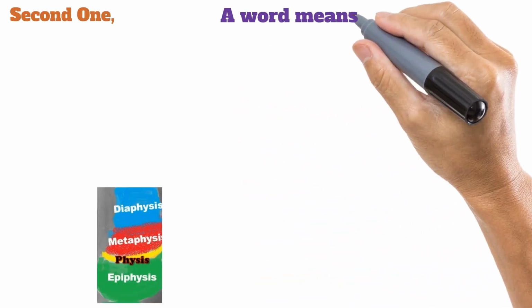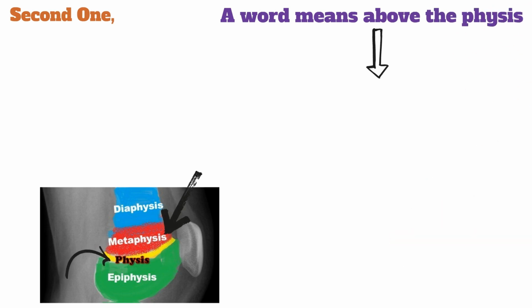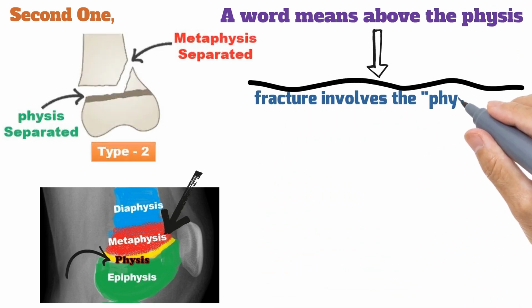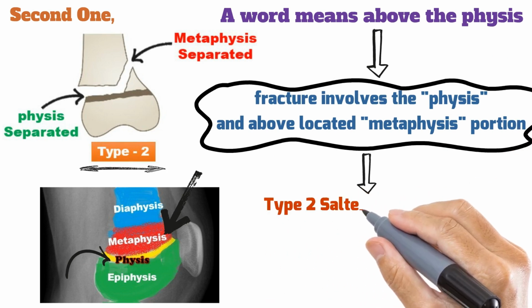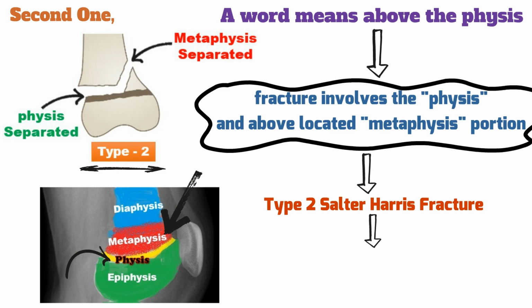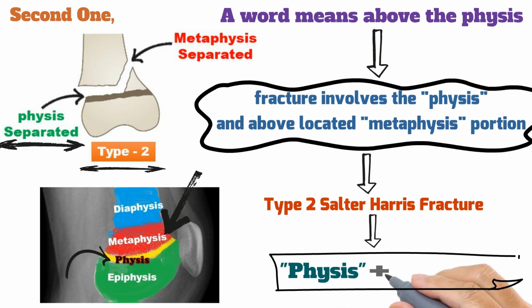Now the second word is A, meaning above the physis, meaning the fracture involves the physis and the metaphysis portion located above. And this type of fracture is called a type 2 Salter-Harris fracture, which involves physis plus metaphysis.